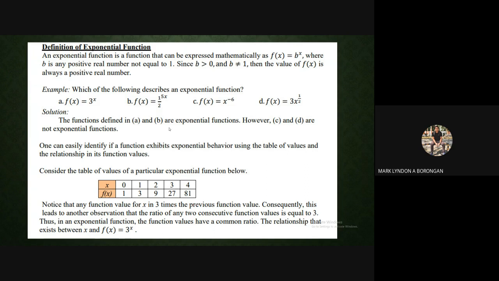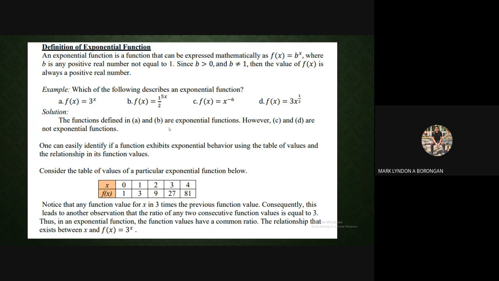Which of the following describes an exponential function? A, f of x is equal to 3 to the power of x. B, f of x is equal to 1 half to the power of 5x. C, f of x is equal to x to the power of negative 6. D, f of x is equal to 3x to the power of 1 half. Which of these are exponential functions?